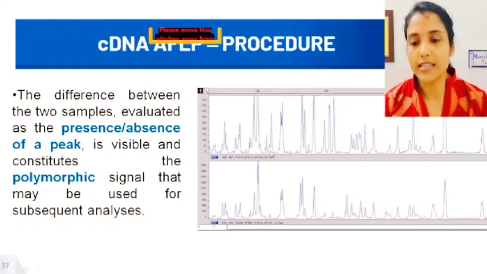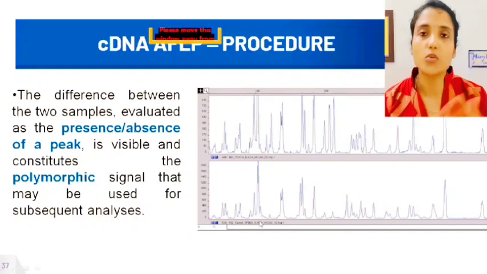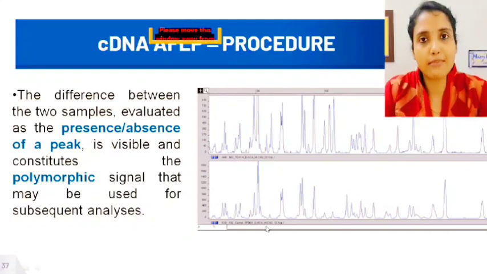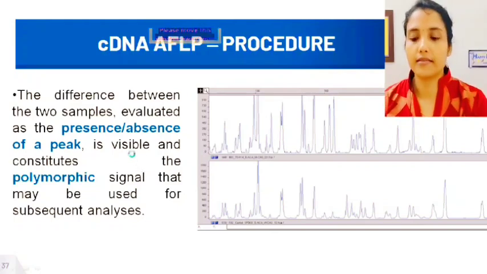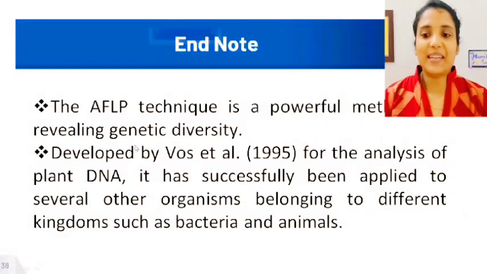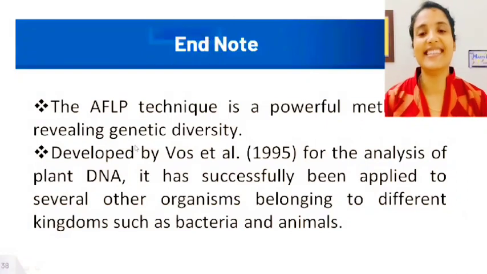If you look here, you can see clearly, right? Here these peaks are missing. That means those particular fragments of DNA have not been amplified. So that is how we compare between 2 samples. So that is basically cDNA-AFLP.